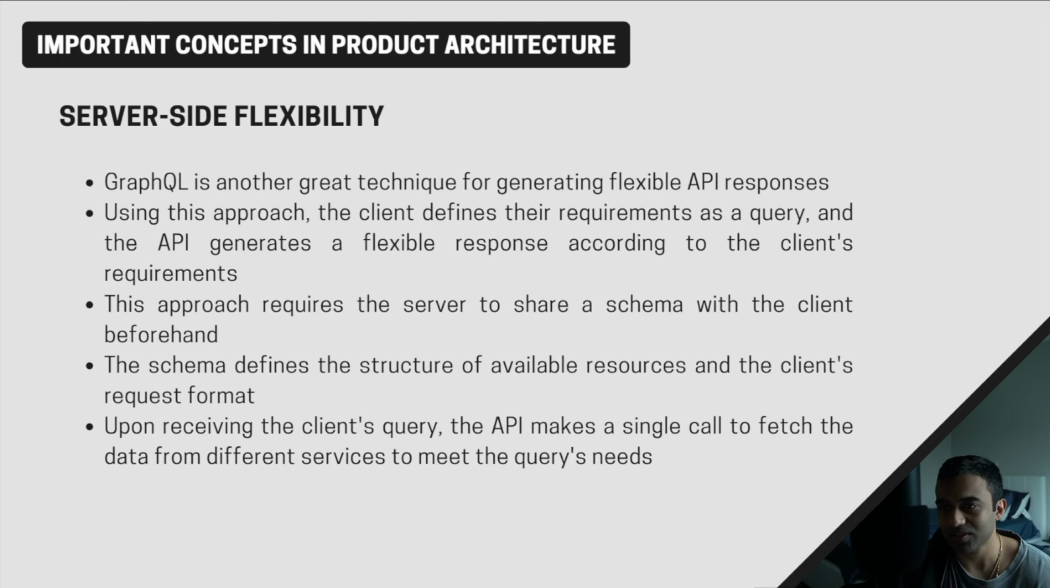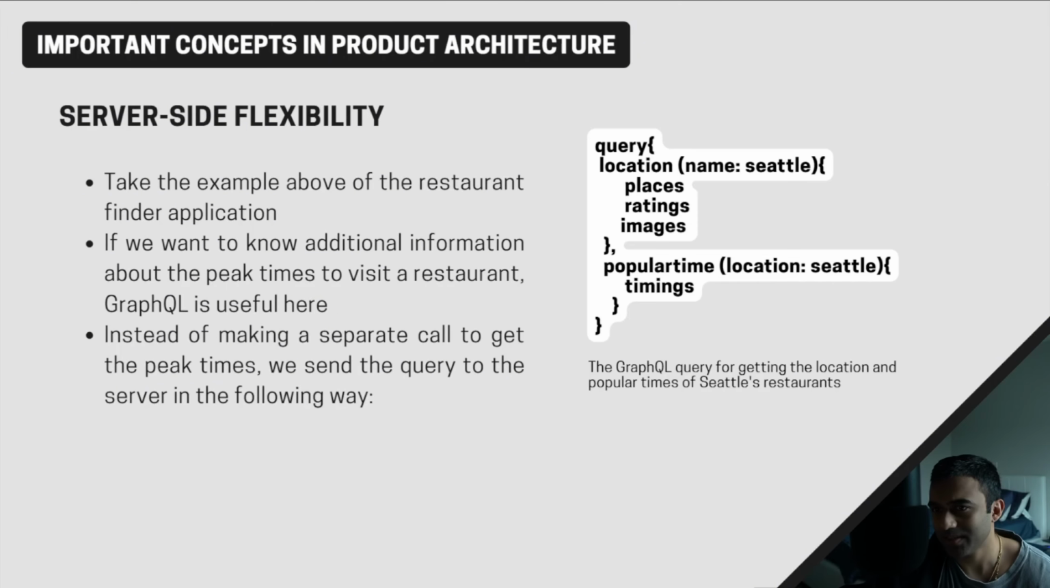The schema defines the structure of available resources and the client's request format. Upon receiving the client's query, the API makes a single call to fetch the data from different services to meet the query's needs. Take the example to the right of the Restaurant Finder application. If we want to know additional information about the peak times to visit a restaurant, GraphQL is useful here. Instead of making a separate call to get the peak times, we send the query to the server in the following way.